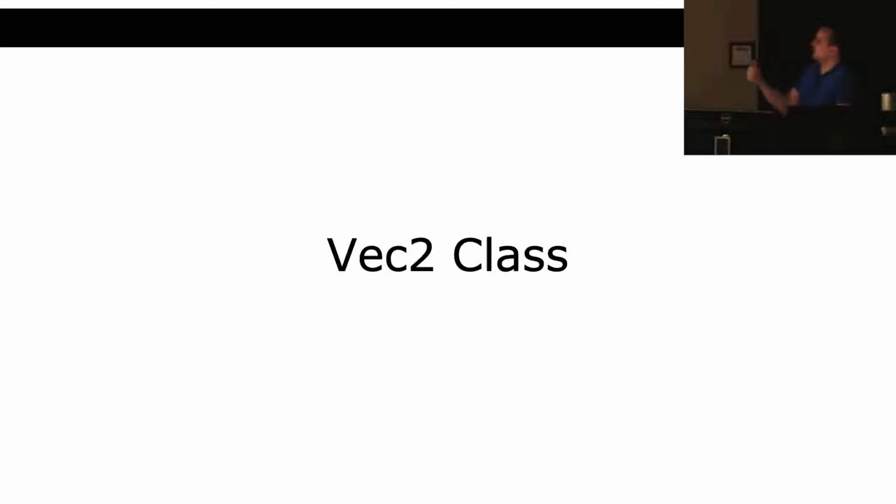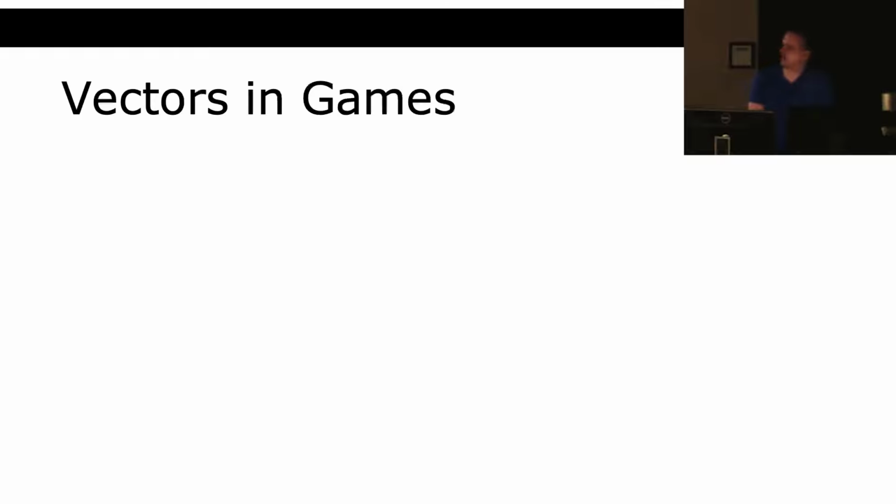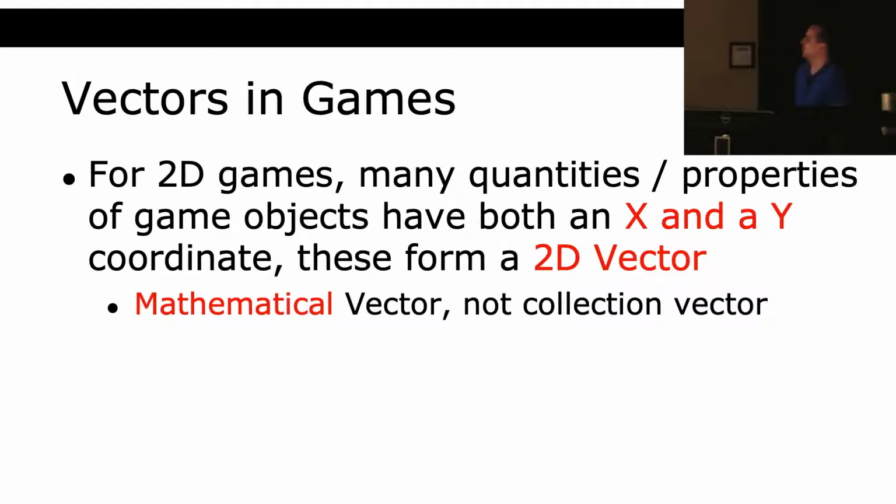Okay, now I'm going to talk a little bit about this vec2 class. The vec2 class is going to be very useful for everything that we're doing in class. Vectors in games, for 2D games and 3D games, but we're only really talking about 2D games in this course, have many quantities and properties with both an x and a y coordinate, right? So in 2D, x goes horizontally, y goes vertically, and these form a 2D vector. This vector is a mathematical vector from linear algebra, not a standard vector that you use to store things in programming. They just unfortunately have the same name.